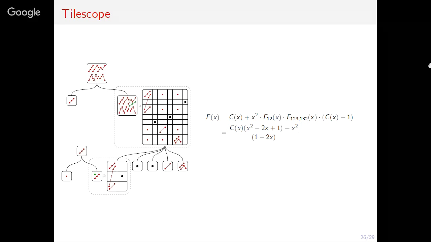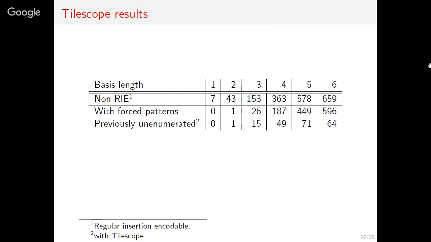It all looks very cute and nice, but everything is done by a computer. We have implemented everything, so this is all done automatically. Let's look at the results. In the top row, we have the so-called non-regular insertion encodable classes. Those are permutation classes that are considered to be easy. We've shown that this algorithm of ours can do these classes.